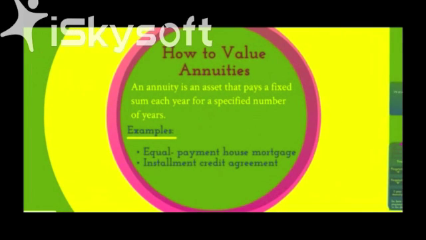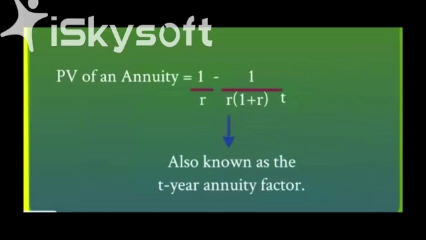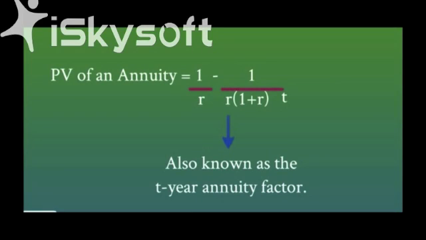How to value annuities. An annuity is an asset that pays a fixed sum each year for a specified number of years. Examples: equal payment house mortgage or installment credit agreement. So the present value of an annuity would be 1 divided by r minus 1 divided by r times (1 plus r) to the T power. This is also known as the T-year annuity factor.